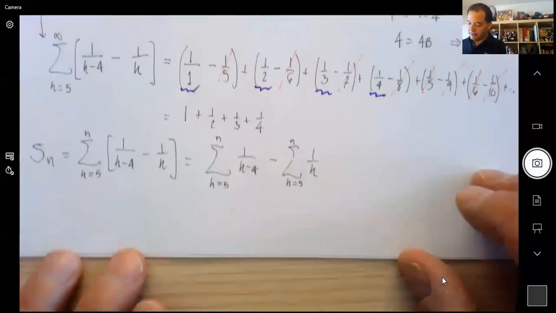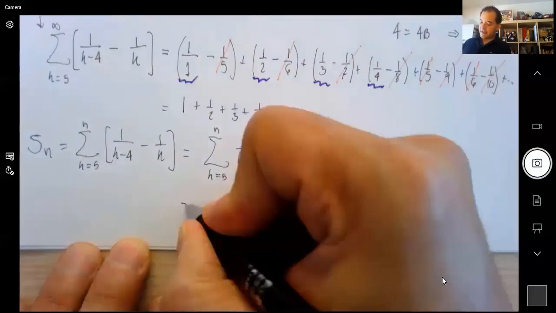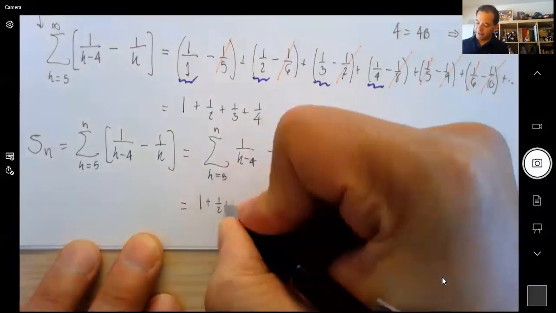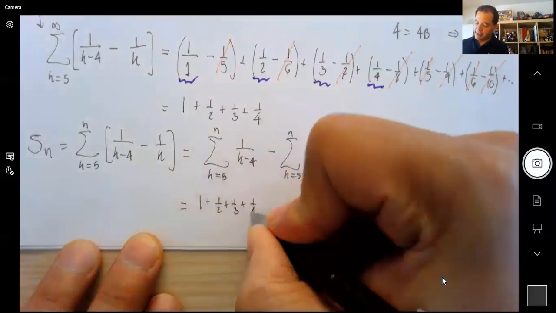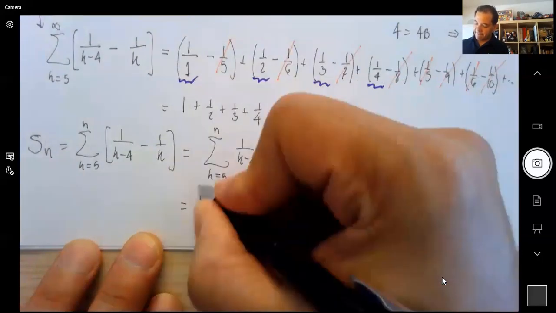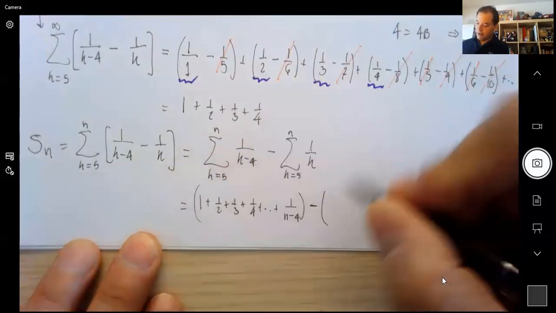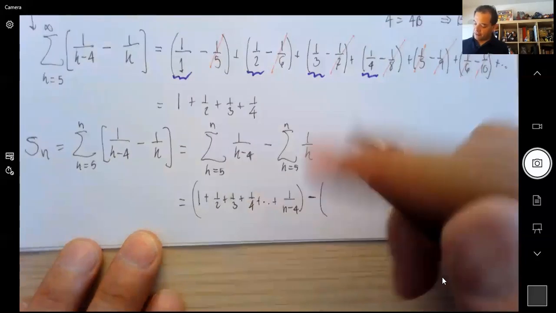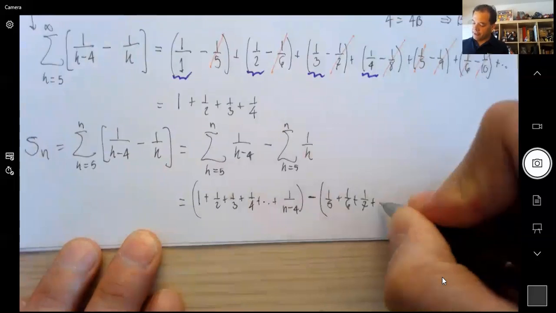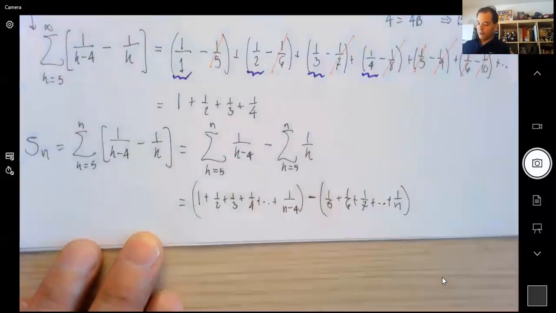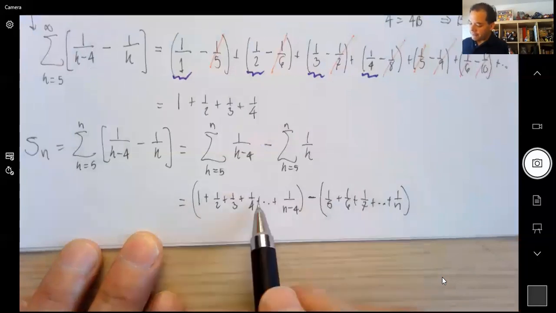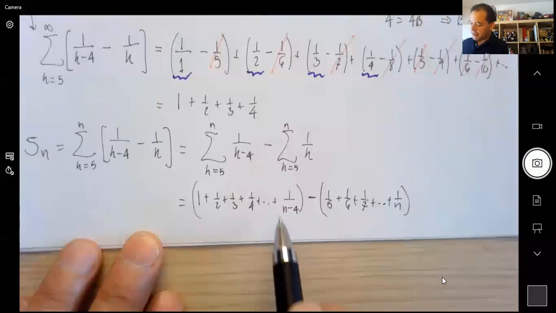Now let's write this down. What are these? This starts with 5. 5 minus 4 is 1. So this is 1 plus 1/2 plus 1/3 plus 1/4. And the last one is 1 over n minus 4. Whereas this one starts in 1/5. So it's 1/5, 1/6, and the last one is 1 over n. So when you do this minus that, lots of things cancel. So starting with 1/5, everything cancels, right?